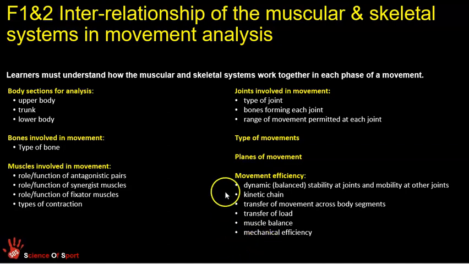So we can see that there are 6 different types of characteristic or factor to appreciate in terms of efficient movements. So let's have a look at them one by one.